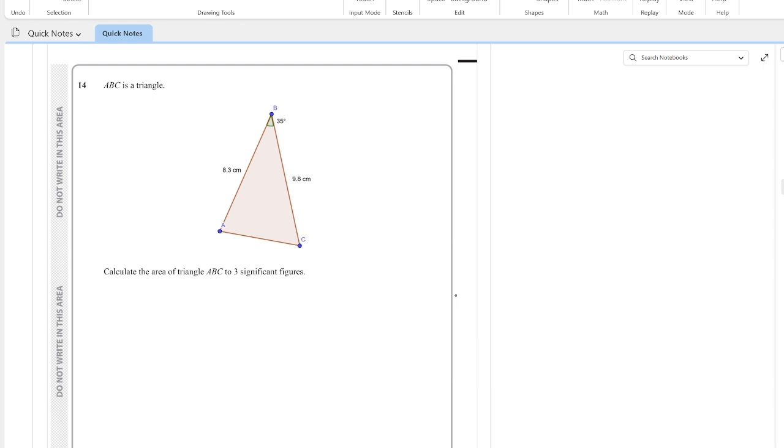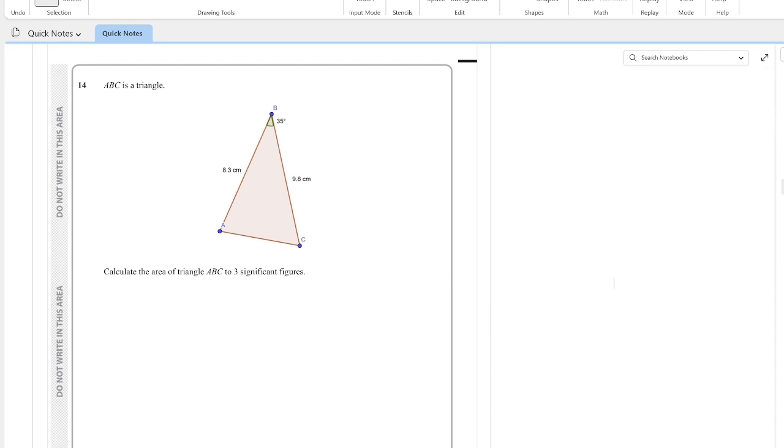in order to find the area of a triangle, well, we're always taught at school that it's just half times base times height. But the height is this height, and we don't know the height here. We know two of the sides, and we know an angle. So here is where your GCSE knowledge comes in.